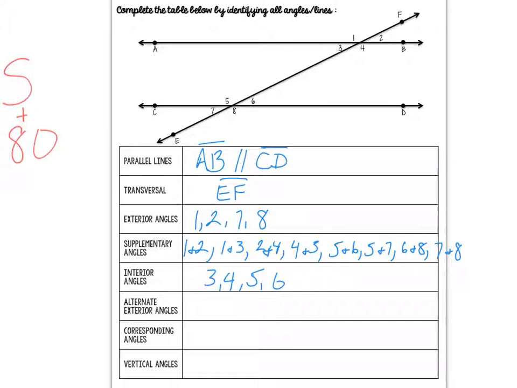Alternate interior angles. Well, if my interiors are 3, 4, 5, and 6, I can't use any numbers other than those. So alternate exteriors. I can't even read. The writing is so small. It's been dilated by a scale factor of 1/2. Alternate exterior angles. Well, my exterior angles, guys, are 1, 2, 7, and 8. Alternates, I would say angle 1 and angle 8 are alternates, as are 2 and 7.